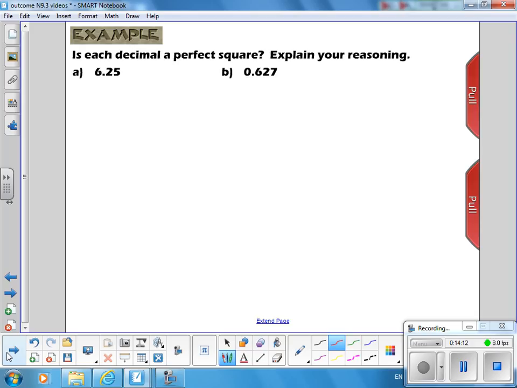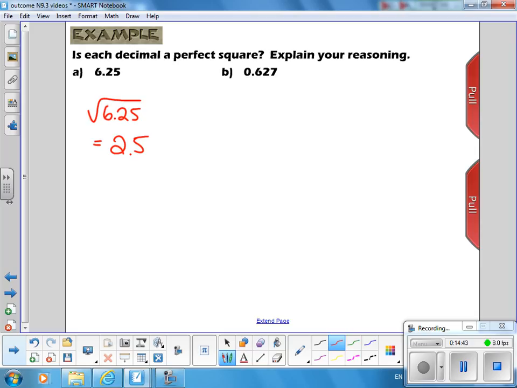Is each decimal a perfect square? Well, with decimal values, we could change this back to a fraction and then go through the same process we just did. Or in this case, because it's already starting in decimal form, we can just take our calculators and we can find the square root of 6.25. And then we can analyze that value. So I'm going to take my calculator and I'm going to find the square root, and it's 2.5.